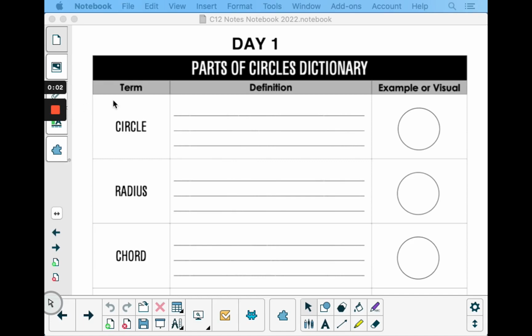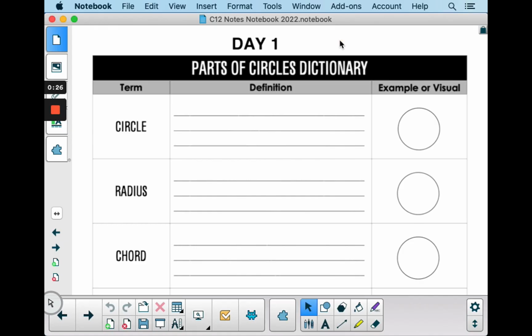Hey everybody, this video is for the first day of Unit 12 on circles. What we're going to really be focused on is our definitions, making sure that we know what things are, because there's going to be a lot of words that we need to be aware of and understand to get through this last unit of the school year. So day one, parts of circles dictionary, that's what we'll look at.